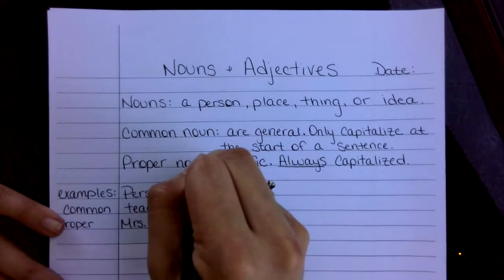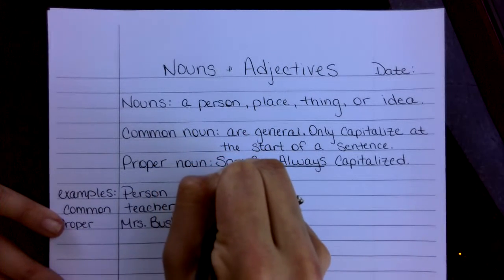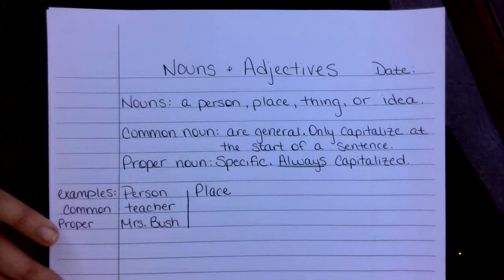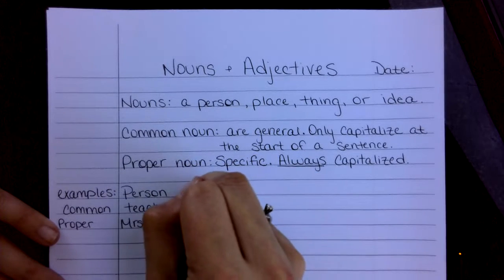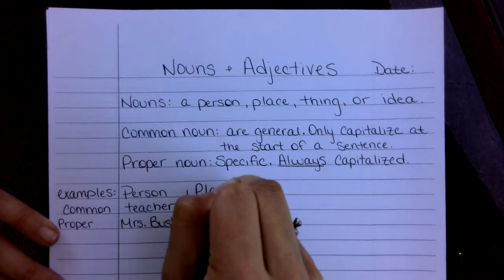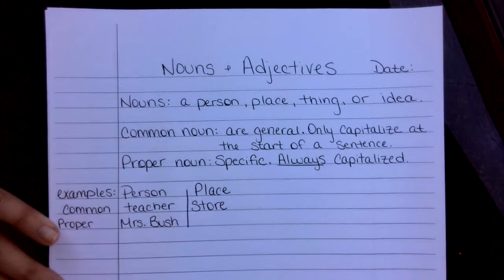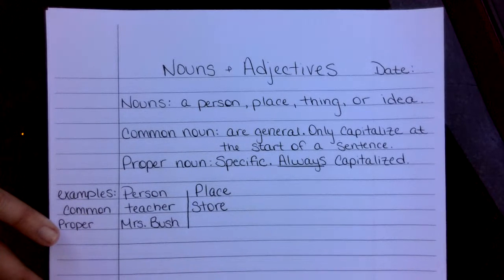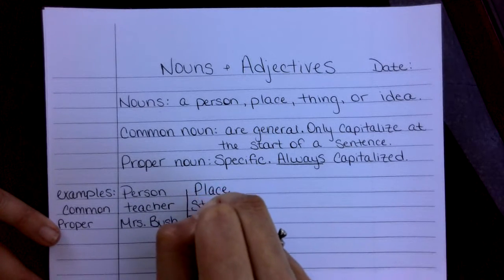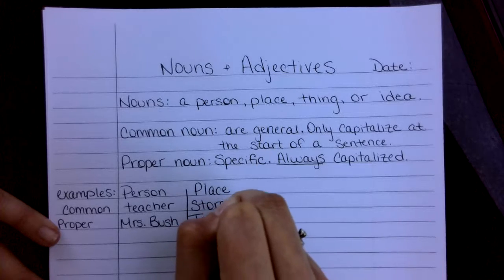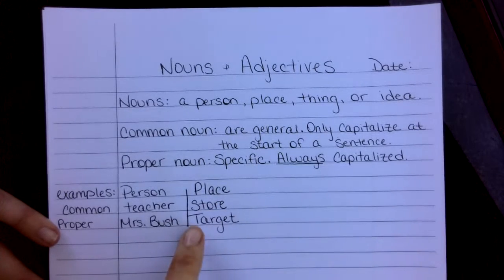Let's do a place next. Let's do a store. Store is a common noun. It could refer to any store. Let's talk about a specific store. My favorite store. Target. Target gets a capital T.